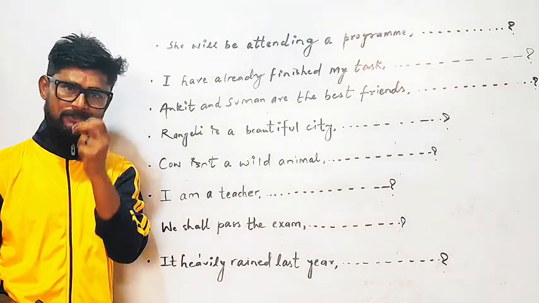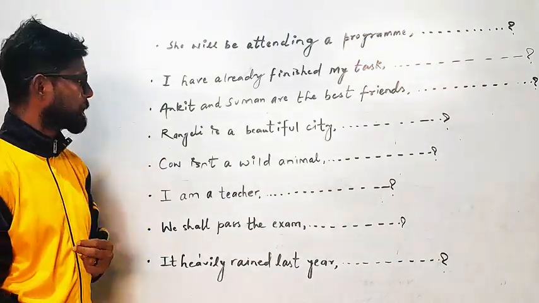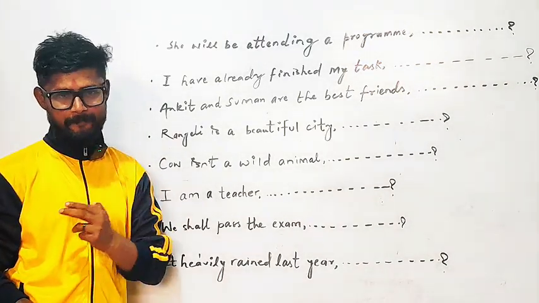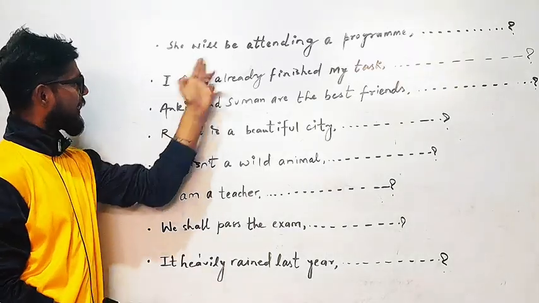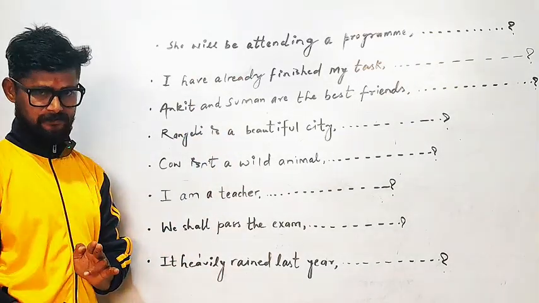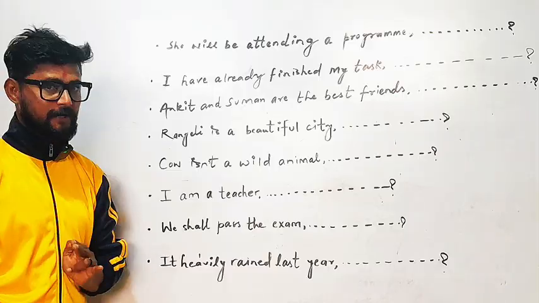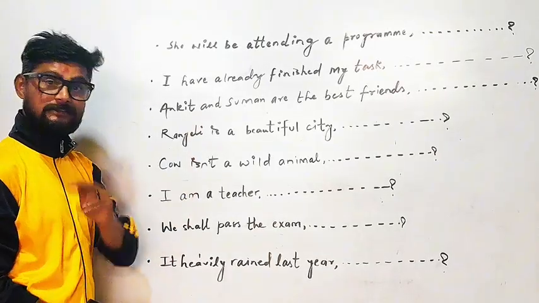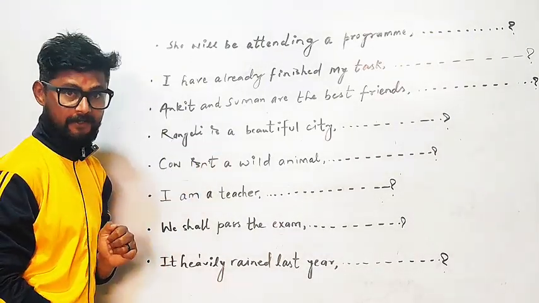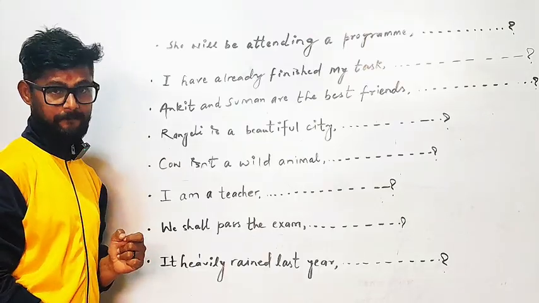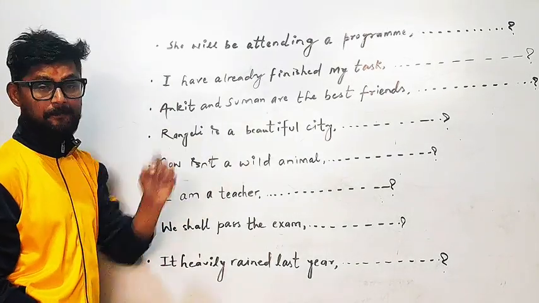A simple sentence has two parts altogether, subject and predicate. So this sentence has altogether two parts. What are they? Subject and predicate. So it has subject and predicate. Let us identify which is the subject and which is the predicate.